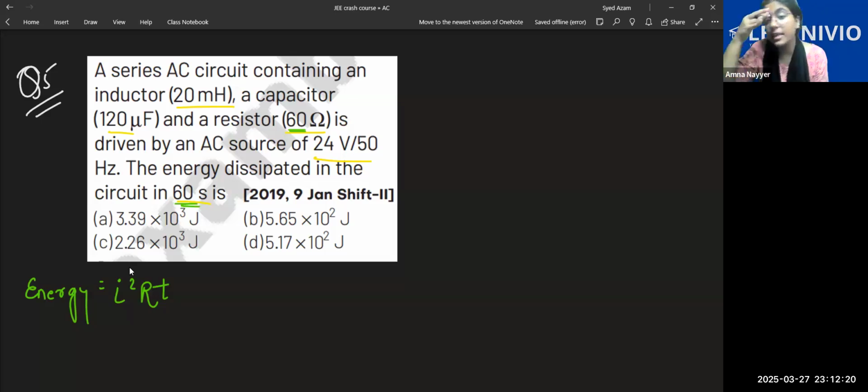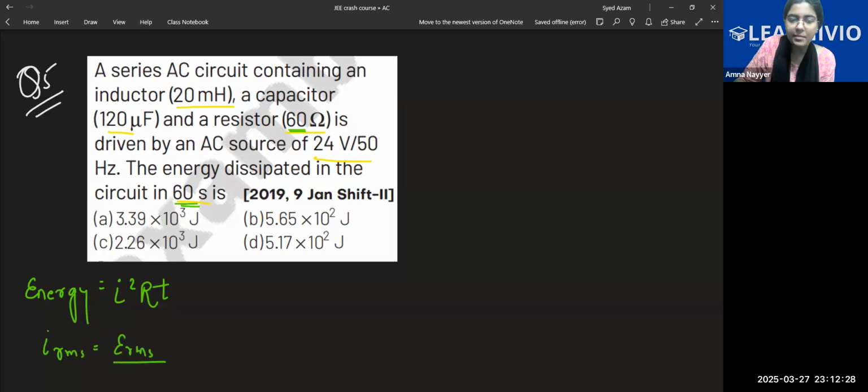So we need to first calculate IRMS. For IRMS, it will be ERMS divided by Z. ERMS is also given directly, 24 volts. Upasna, 24 volt is the EMF, ERMS or not? Yes. So we first have to calculate the value of Z. Then the rest of the things can be solved.